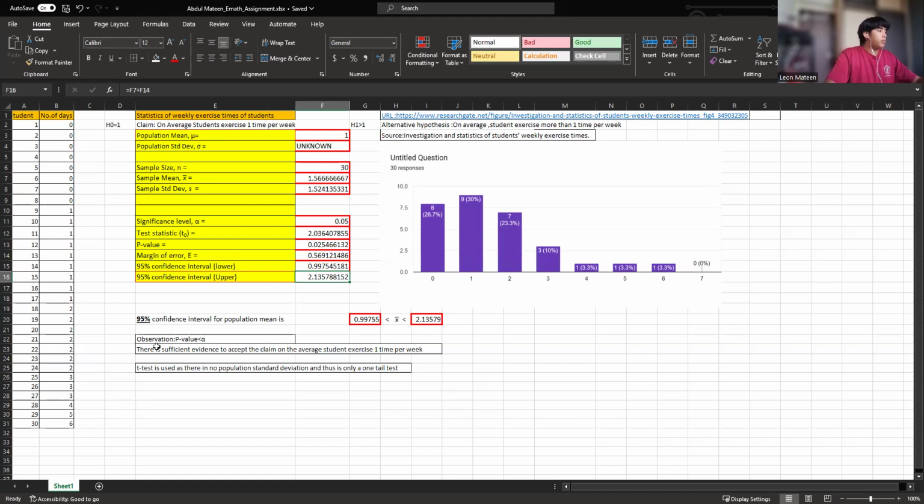So from my observation, the p-value is less than the significance level, and hence there is sufficient evidence to accept the claim that on average, students exercise one time per week. I use a t-test as there is no population standard deviation, and thus it's also a one-tailed test only.